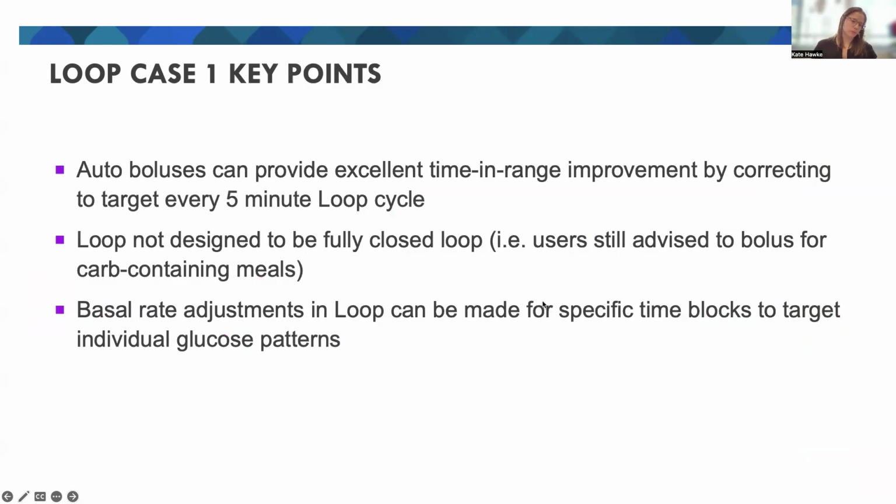So key points from Loop case 1, I would say that auto boluses can provide excellent time in range improvement by correcting to target every 5-minute Loop cycle. Loop is not designed to be fully closed loop, so we still recommend people bolus for their carb-containing meals. And basal rate adjustments in Loop can be made for specific time blocks to target individual glucose patterns.